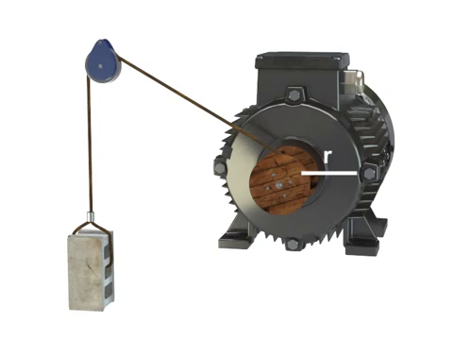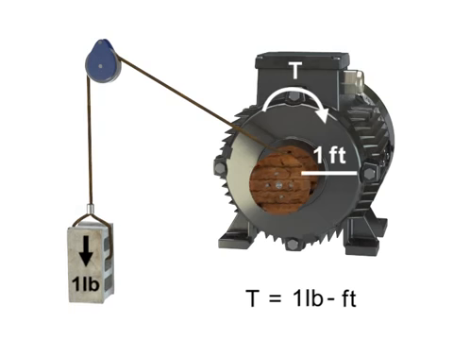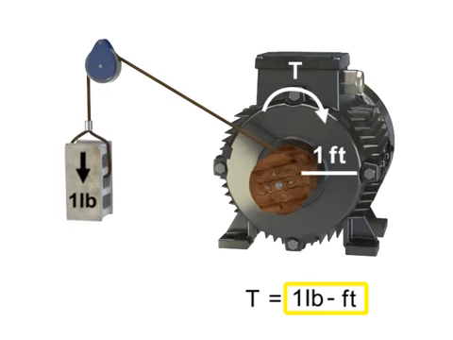Work is defined as a force applied over a distance. In the case of flywheels, winches, and motors, the work is called torque. Torque is a special type of work that produces rotation. Torque occurs when a force acts on a radius. Typical units of measurement for torque are pound-foot. The torque illustrated here is equal to 1 pound-foot.